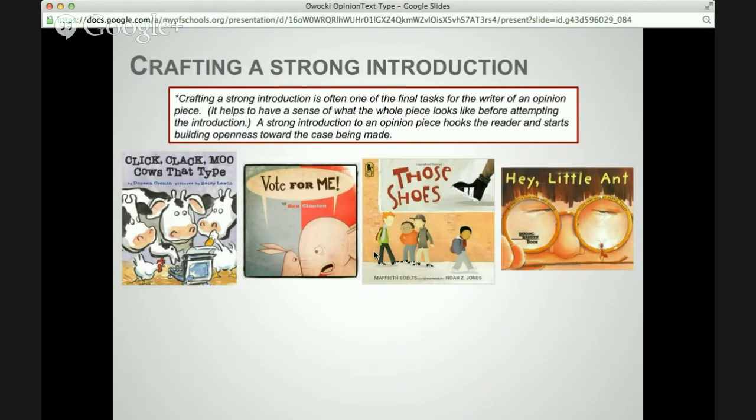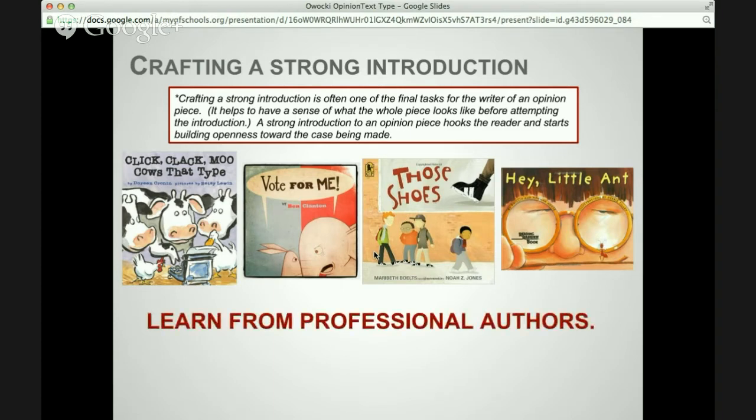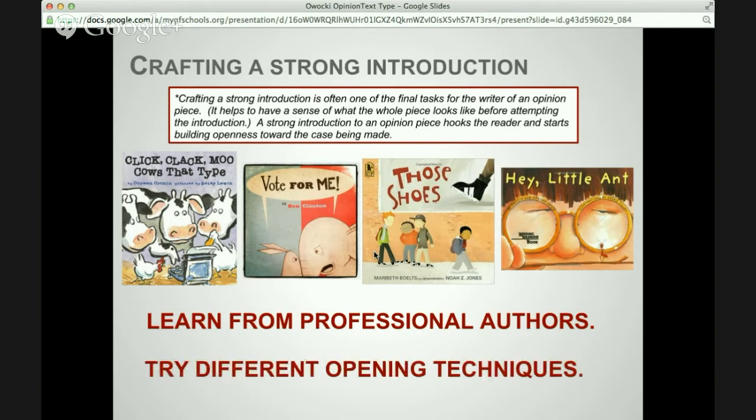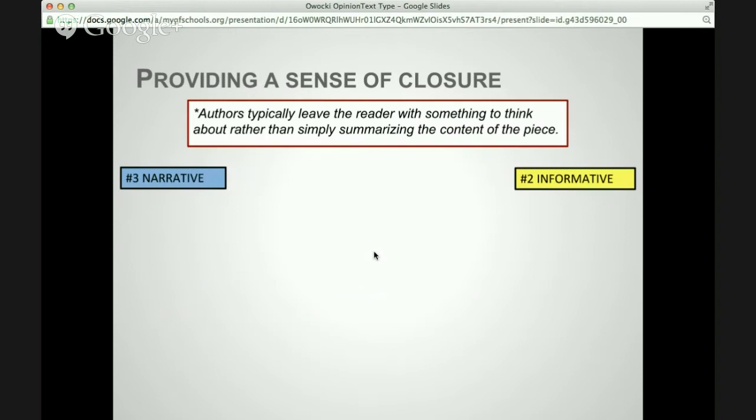So creating a strong introduction to an opinion piece not only hooks the reader, but it starts building that openness toward the case being made. We know that looking at professional authors, looking at their openings are going to be helpful for kids in developing them. We eventually hope that kids are going to be able to try on different openings that authors have used as they write their own pieces.